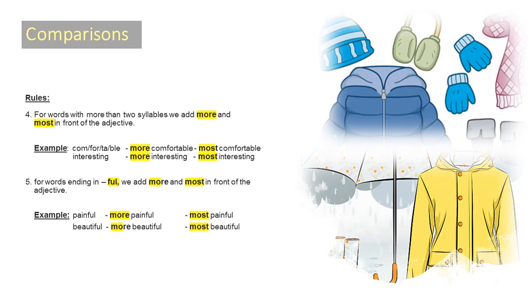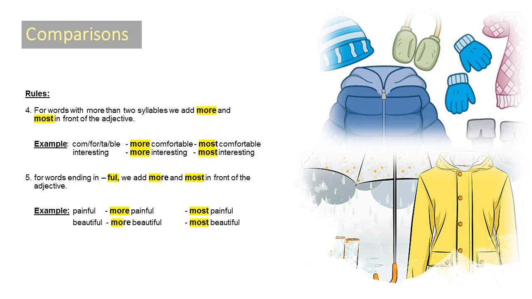And here are some more rules. For words with more than 2 syllables, we add the words more and most in front of the adjective. For instance, comfortable becomes more comfortable and most comfortable. The same with the word interesting. Then, for words ending in full, like beautiful, painful, we again add more and most in front of the adjective.